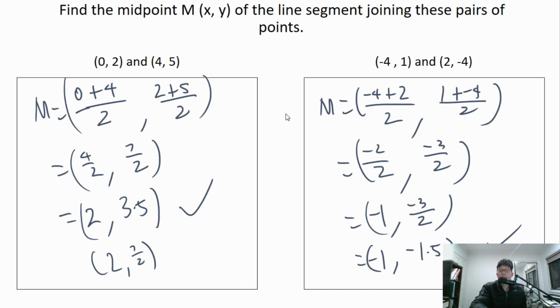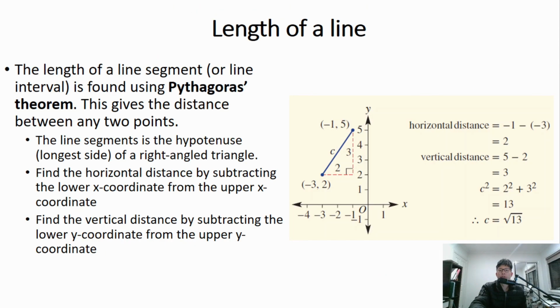Alright, so that's pretty much it for the midpoint of a line, just the average of the x and y coordinates. Let's move on to length of a line. So the length of a line segment or line interval is found using Pythagoras' theorem.